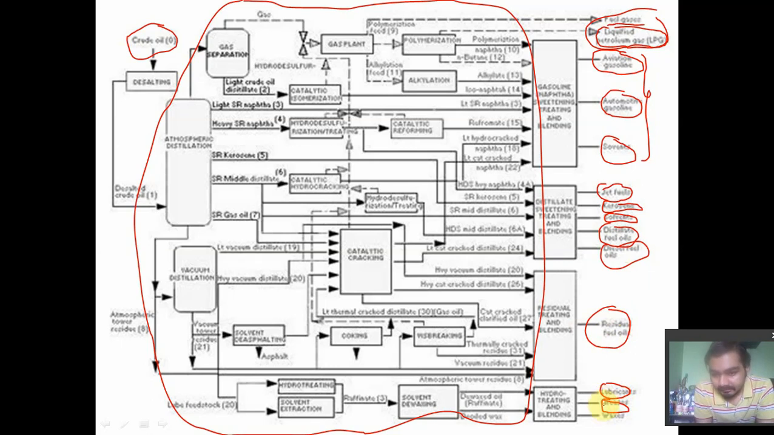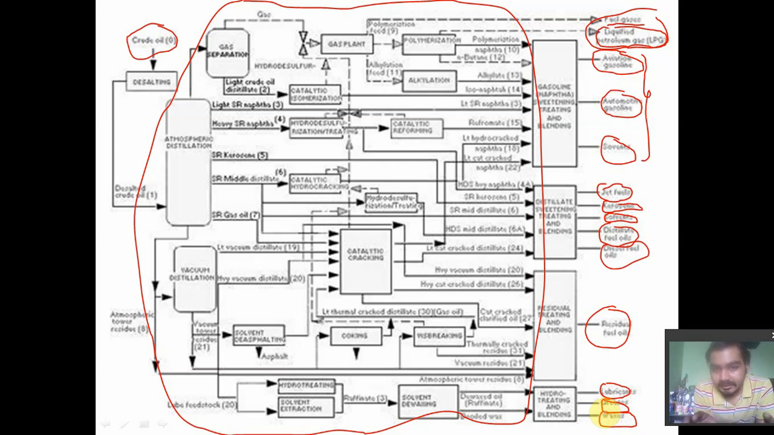And at the very bottom we have something called asphalt, which you may have heard about for road making. Those components which cannot be converted to the desired product are taken at the bottom and known as asphalt. So these all are the products.